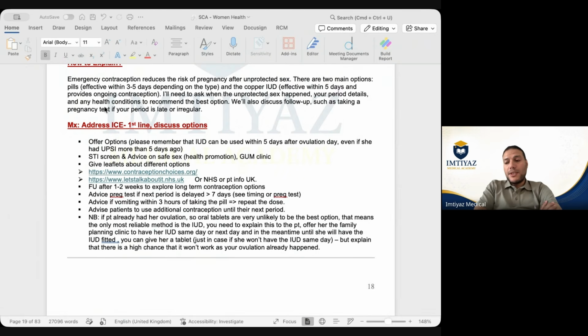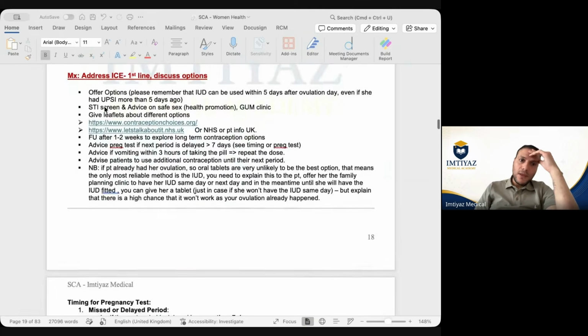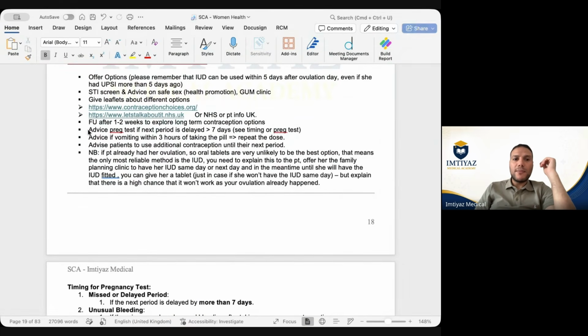What happens if your patient already had her ovulation? Explain that the tablet is less likely to work. So the only option available if you don't want pregnancy is to go for an IUD. But I'm very aware that you may not be able to have the IUD fitted today. We can give you the tablet just in case. Taking something is better than nothing, but the tablet is less likely to work until you have the IUD fitted. The best thing is to go to a family planning clinic to have the IUD as soon as possible. Okay? Very important. You can give her leaflets, and it is very important to advise a pregnancy test.